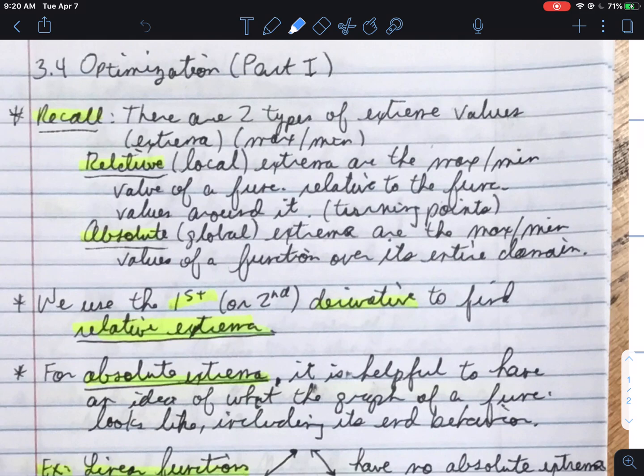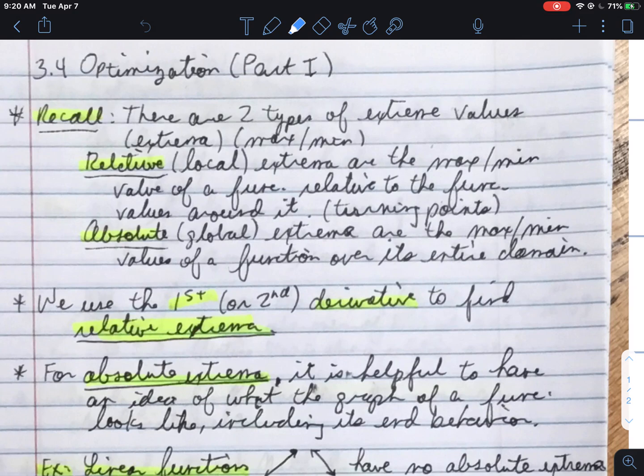So first, recall, we have talked about two different types of extreme values, or extrema, right, those maximum and minimum values. We spend most of our time talking about what we call the relative or local extreme values of our function, which are the maximum and minimum values of our function relative to the values around it, right? Or you look at just a small piece of the graph, and you're identifying the maximum and minimum value. Like we looked at those turning points on the graph of a function, right? Relative maximums and relative minimums, but it's only within a certain region.